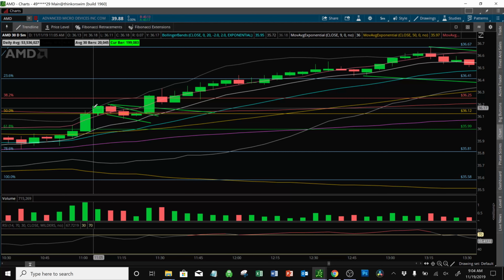So I hope that made sense for you guys. I tried to simplify it. I know it's a lot, but really these are just really high probability setups.